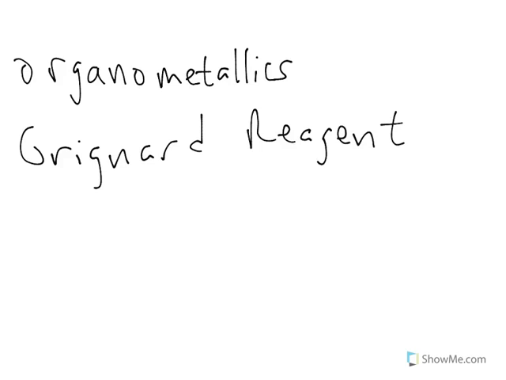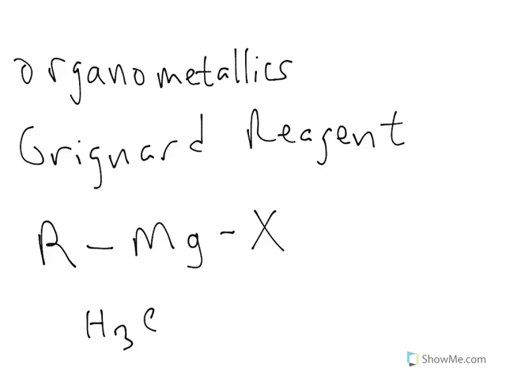And what you want to think about with the Grignard reagent is that it's going to contain an alkyl group we call R, a magnesium metal atom, and then a halogen. So we call these RMgX. A typical one we could imagine would be a methyl group attached to a magnesium and then a bromine. So this would be methyl magnesium bromide.